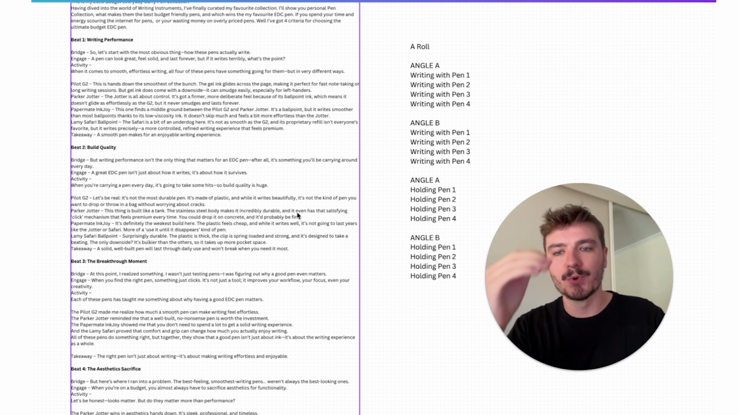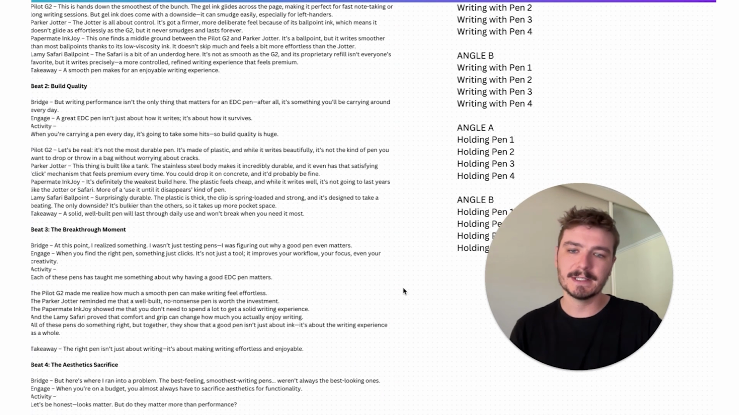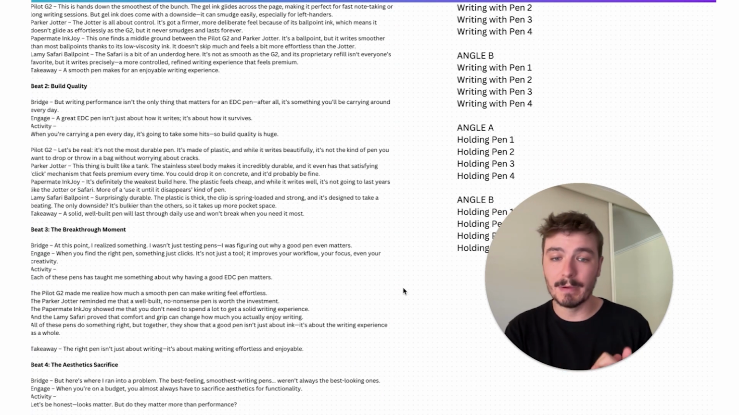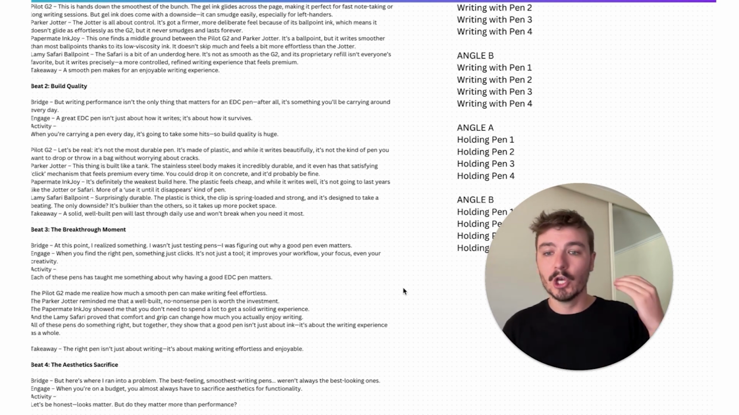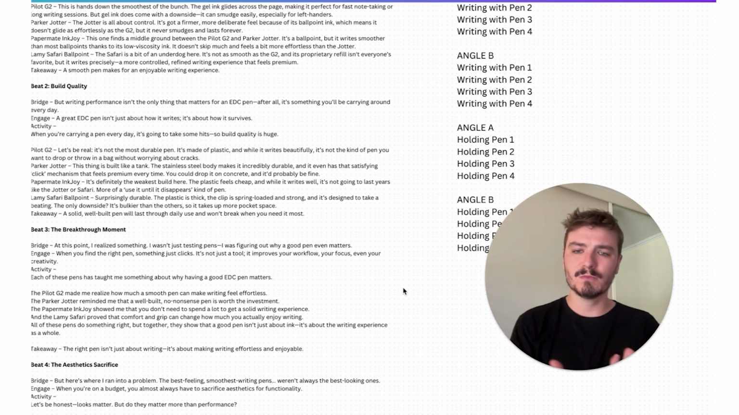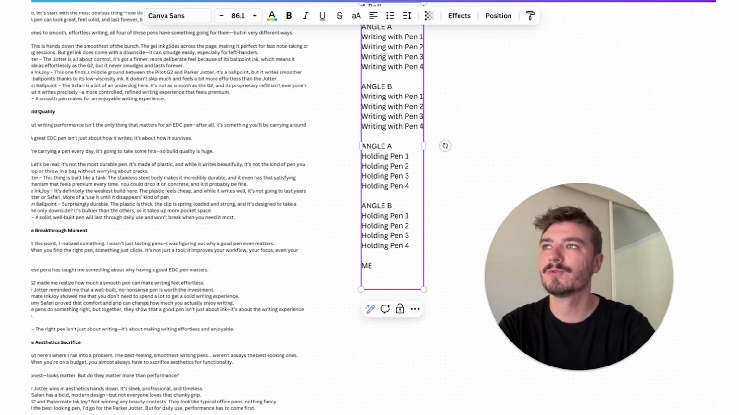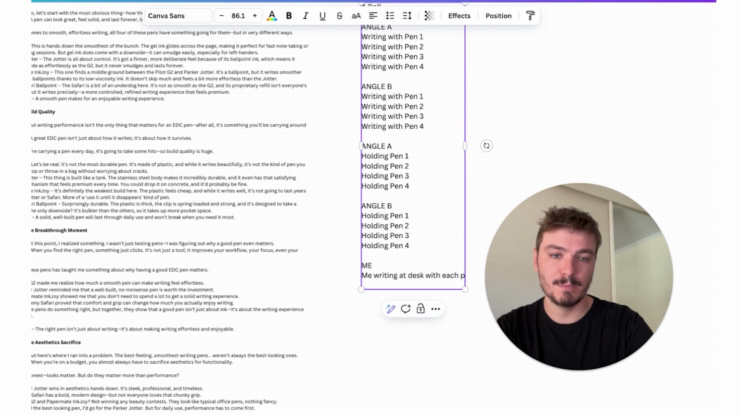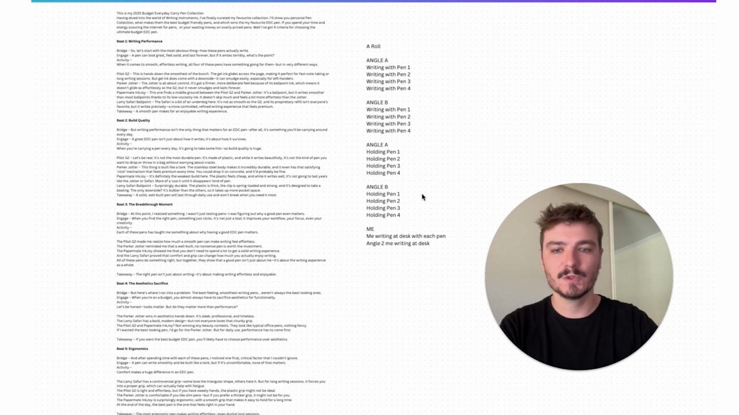Then we have here the breakthrough moment. So at this point, I realized something. It wasn't just testing pens. I was figuring out why a good pen even matters. When you find the right pen, something just clicks. It's not just a tool, it improves your workflow, your focus, and even your creativity. The Pilot G2 made me realize how much a smooth pen can make writing feel effortless. So I think I need some different shots of me writing. So yeah, me writing at desk with each pen, angle 2, me writing at desk. I'll just do 2 different angles of me writing, basically.